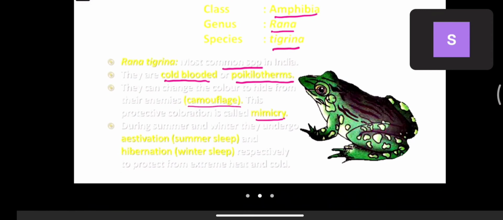During summer and winter, they undergo estivation, which is called summer sleep, and hibernation, which is called winter sleep, to protect themselves from extreme heat and extreme cold. Clear? They go deeper into the burrows of the land and take rest in the winter season as well as in the summer season. So summer sleep is called what? It is called estivation, and winter sleep is called hibernation.